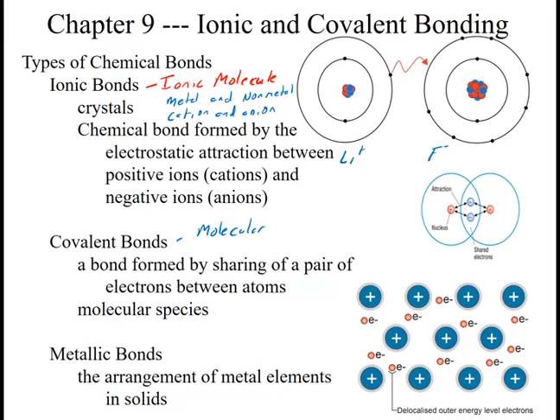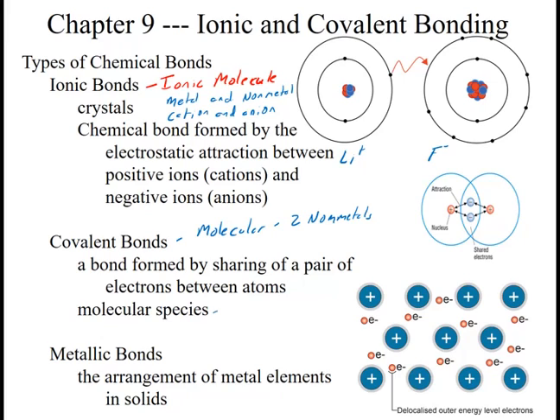Okay, a molecular compound, we've only ever studied two, is going to be two nonmetals together. And here's an example of this. And the difference is that these share their electrons, and that's what causes the bond. So it's a bond formed by the sharing of electrons. And like I said, this is a molecular compound.